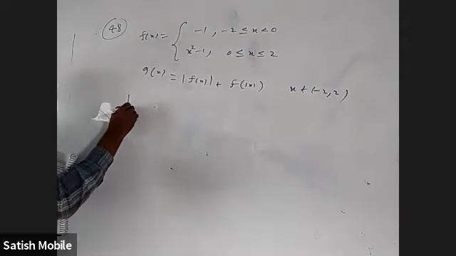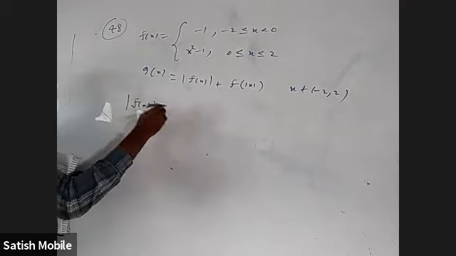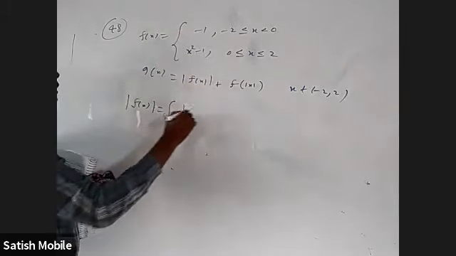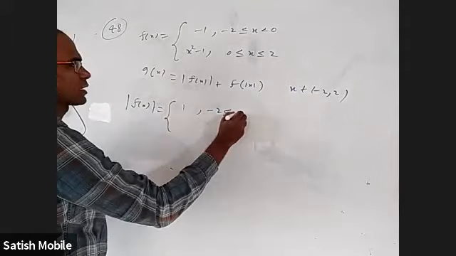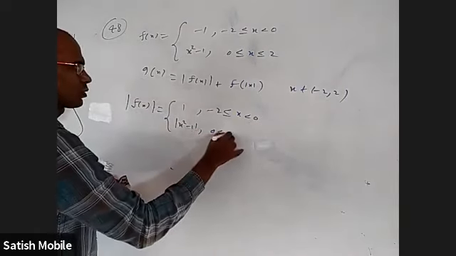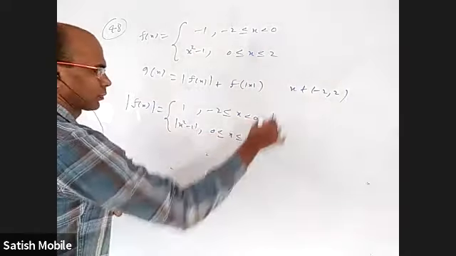If I take a mod f of x, what will happen? What is the mod of -1? It is 1. That is for -2 less than or equal to x less than 0. And mod of this is mod x square minus 1, for 0 less than or equal to x less than 2.